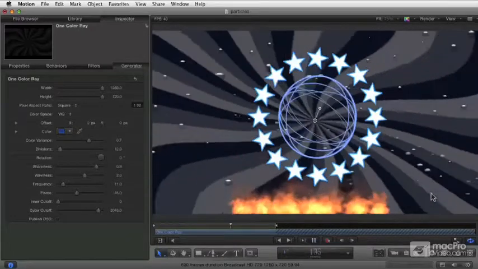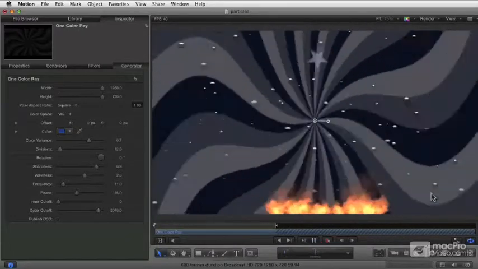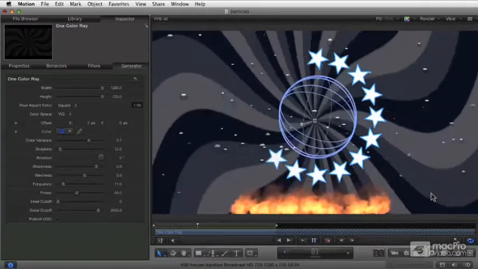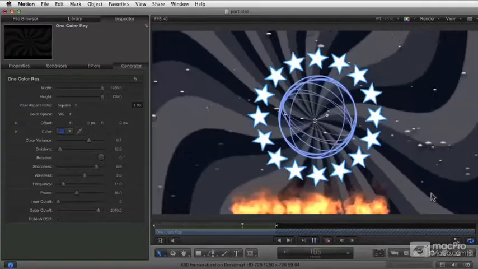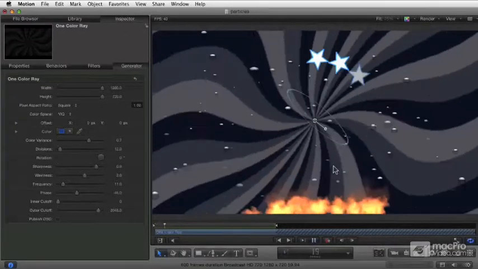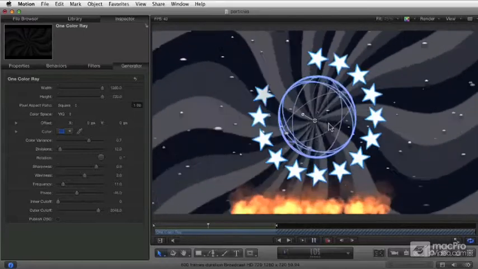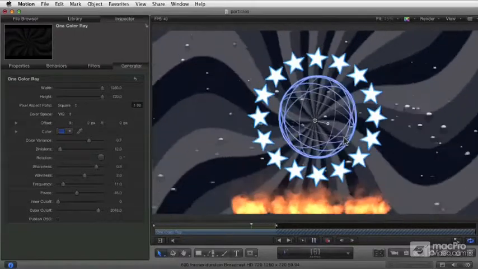And then finally, we talk about replicators. And replicators are very similar to particle systems, but they're generally a little bit more mathematical and systematical, like these rotating stars or this little rotating sphere thing in the center. Those are both examples of replicators.